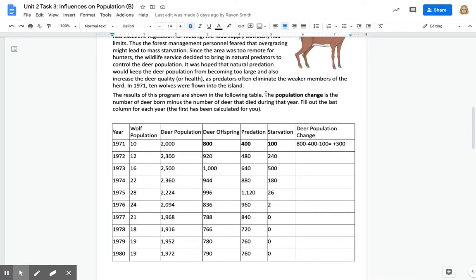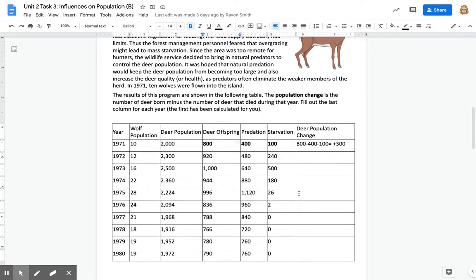And you're going to calculate the population change, which is the number of deer born minus the number of deer that died during that year. So if you look at the table, what they did was they introduced a predator to the deer population to try to control it. And so what you calculate is the number of deer that were born, in the table it's labeled deer offspring, minus the number of deer that died.